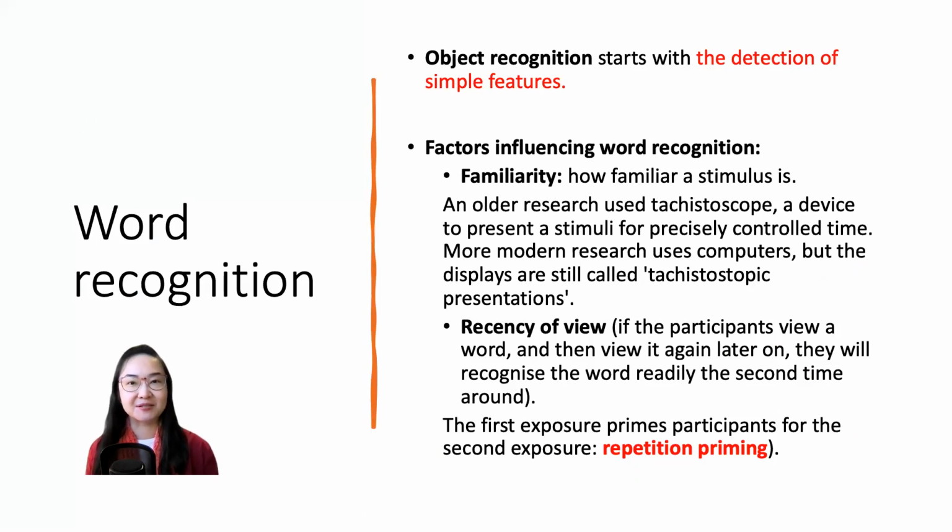Word recognition. Object recognition starts with the detection of simple features. Factors influencing word recognition: familiarity and recency of view. Familiarity means how familiar a stimulus is to you.